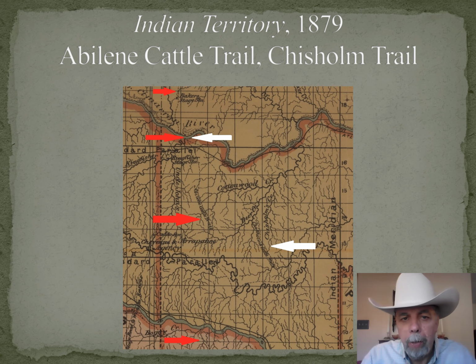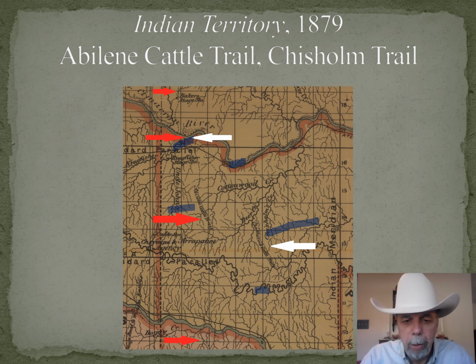And this detail is from an 1879 U.S. Department of the Interior map of Indian Territory. The Interior Department published several maps of Indian Territory during this historical period. We see the white arrows indicate the location of Chisholm's Cattle Trail or Chisholm Trail over here. This is the North Canadian River down here, Cimarron River up here. We see the Abilene Trail or Abilene Cattle Trail indicated by the red arrows, and Chisholm's Trail merges into the Abilene Trail here on the south side of the Cimarron River.